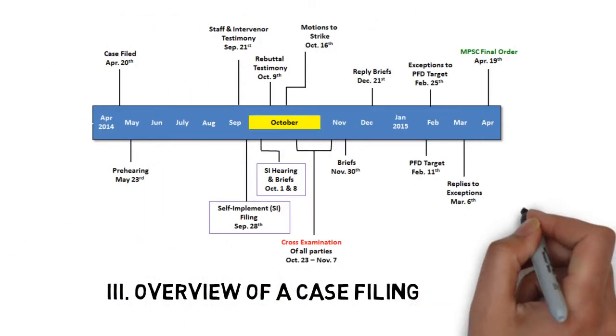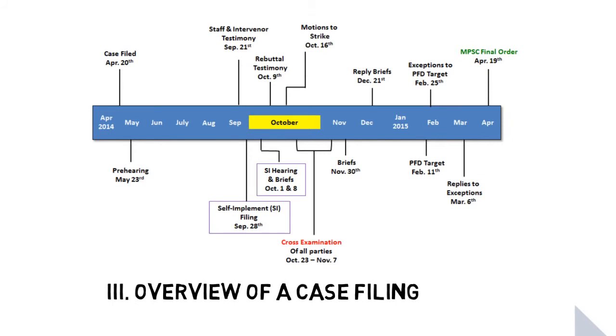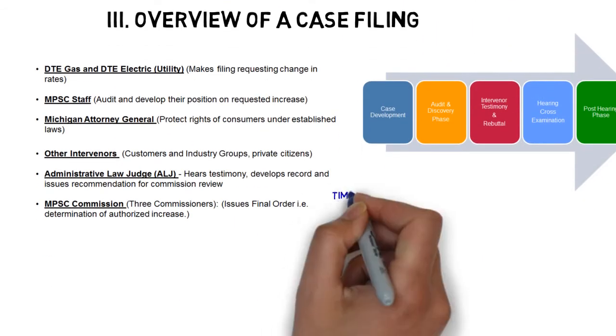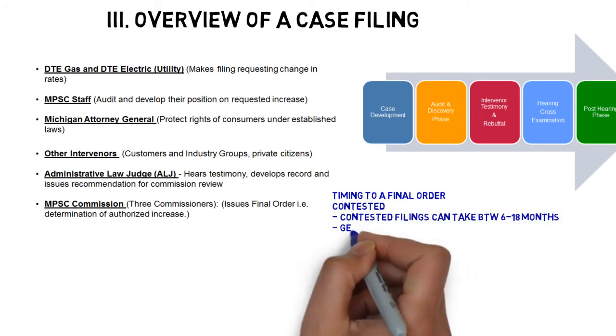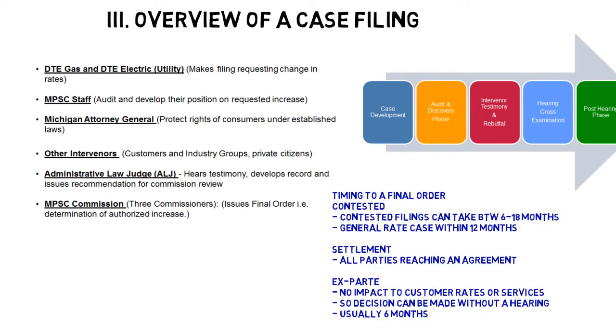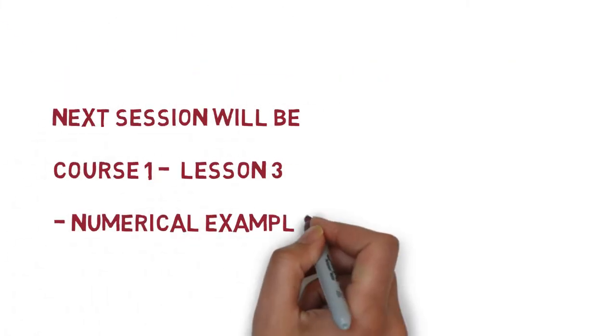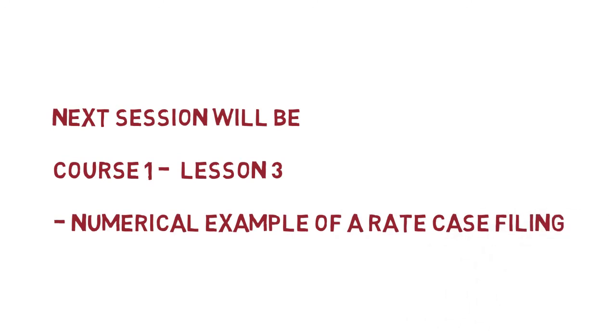This is probably too much detail to talk about here, but there are a couple of things I want to highlight. We have a self-implementation, those two purple boxes. After 6 months, we can self-implement, and then in red, you'll see the examination, the cross-examination. It's kind of a stressful period. If you have to testify, you do understand that cross-examination and how stressful it can be. The timing of a rate order: it can be contested, there can be a settlement, or it can be filed ex parte. In the next lesson, we're going to be talking about a numerical example of a rate case filing. Thank you for participating today, and I look forward to seeing you in the next class. Thank you.